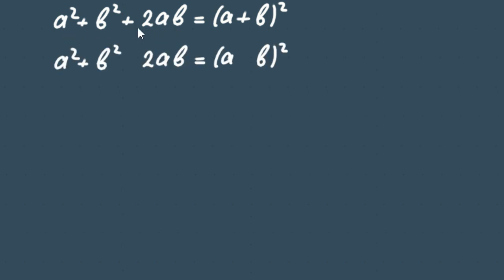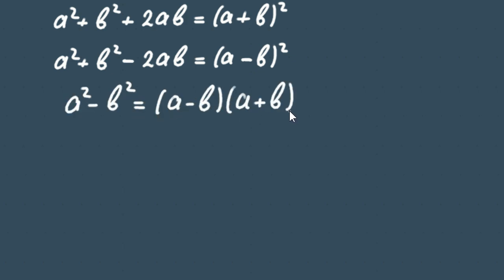If in this formula the difference between two numbers is in brackets, then we will need to subtract twice the product of the two numbers. And let's look again at the formula for the difference of the squares of two numbers. And we will use these three formulas to factorize a polynomial. In mathematics, this is a very common problem.